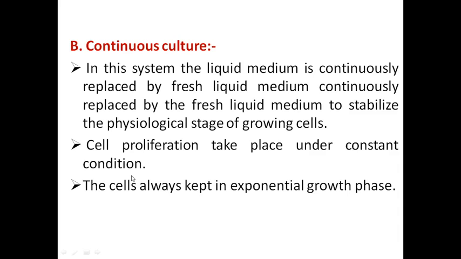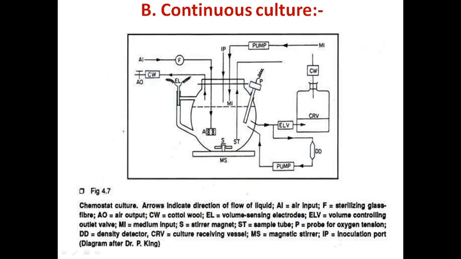As a result of this, the active growth phase of the cell declines, the depletion of nutrients occurs, and the cells passing through are separated mechanically from the outflowing medium, and the cells are always kept in the exponential growth phase. So this is the continuous culture. This is a chemostatic culture, a special type of culture system in which there are inlets and outlets, and there is a continuous flow of nutrients. Continuous nutrients are provided.